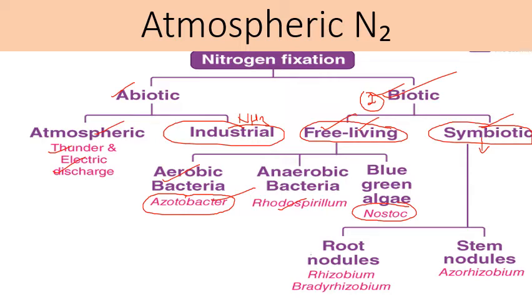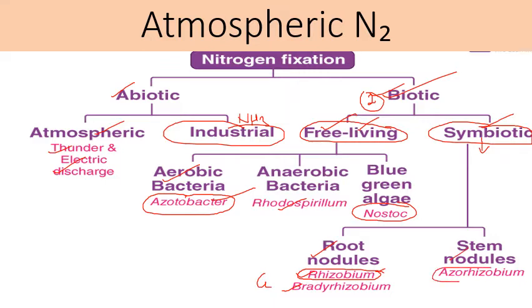In symbiotic bacteria or microbes, it include root nodule forming bacteria like we have Rhizobium and Bradyrhizobium. Rhizobium mainly forms association with the leguminous plants. Bradyrhizobium lives in association with Glycine max, that is soybean.